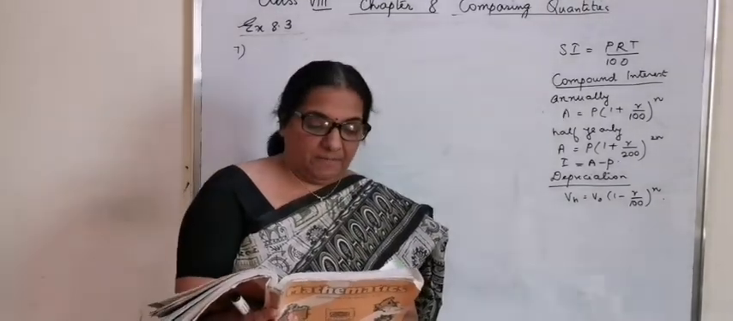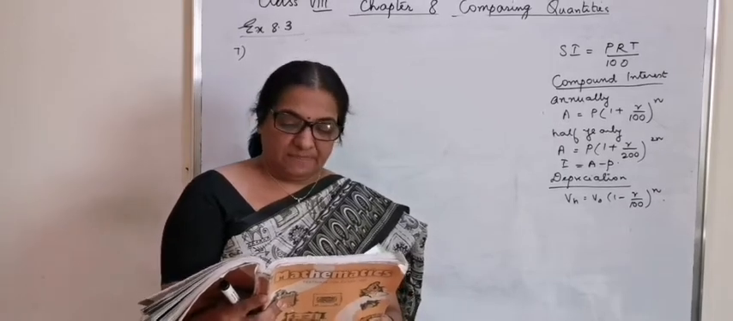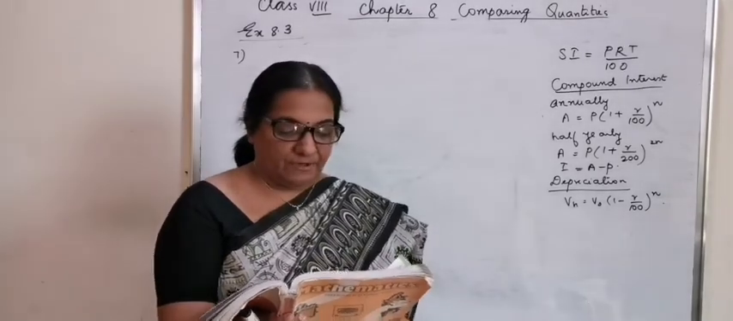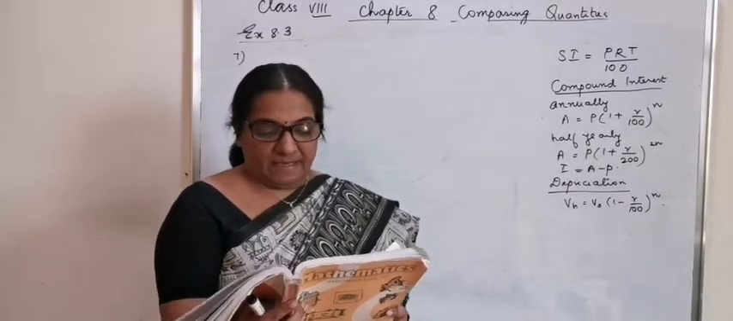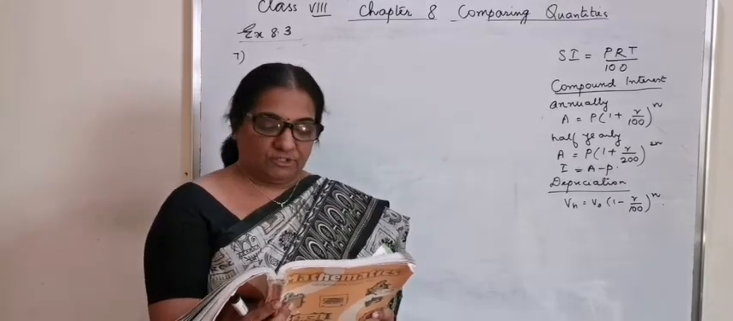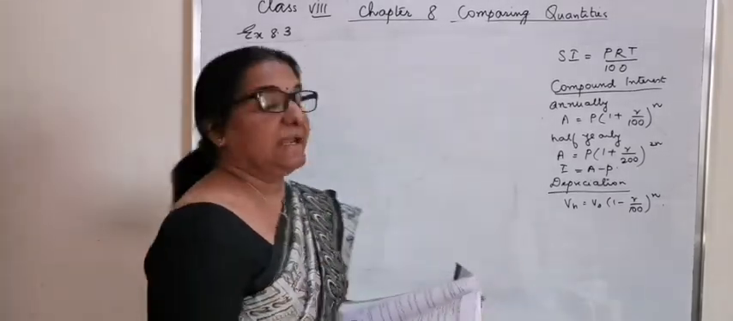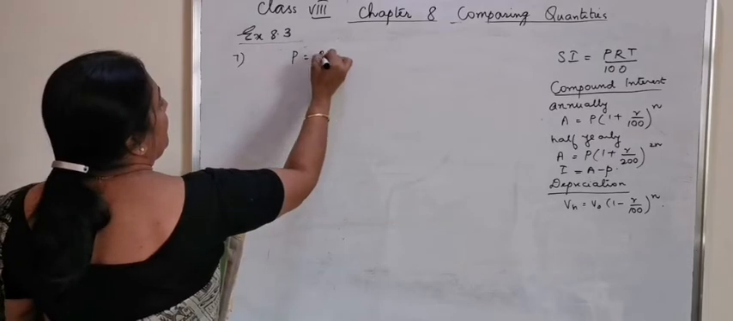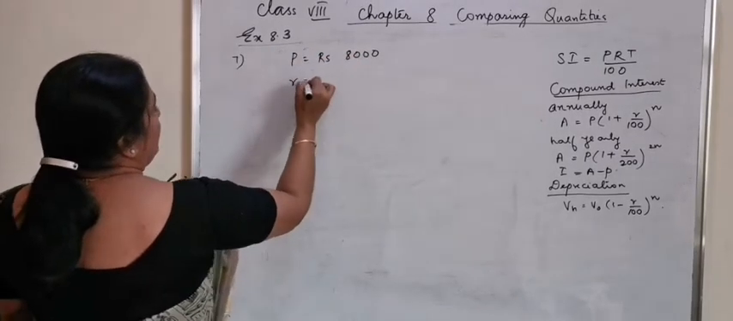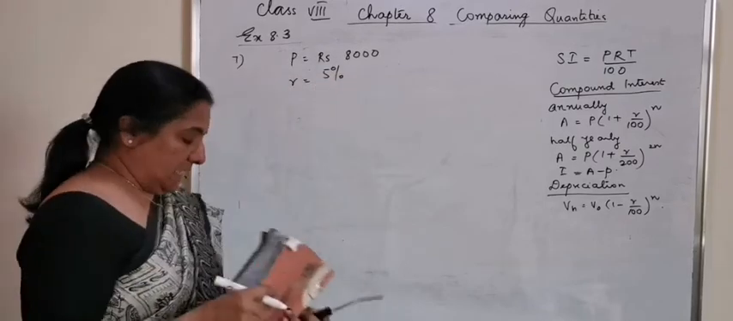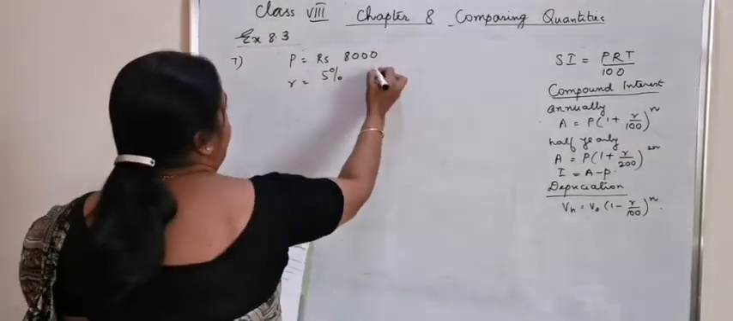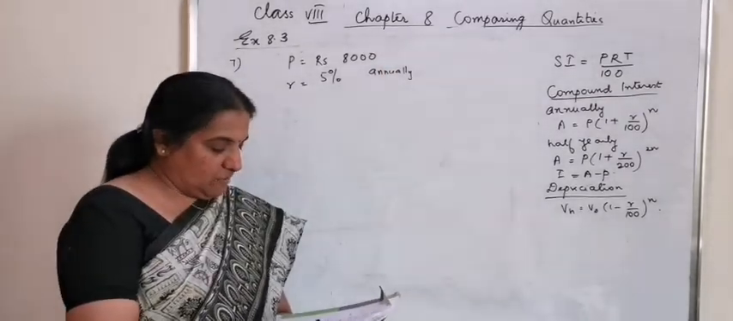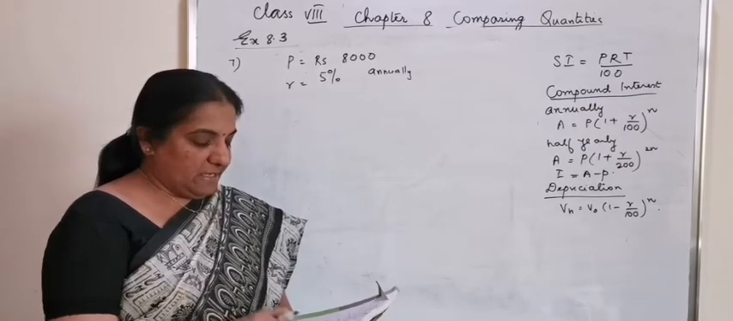Question number 7. Maria invested rupees 8,000 in a business. She would be paid interest at 5% per annum compounded annually. Find the amount credited her name at the end of second year and the interest for the third year. Maria invested rupees 8,000 in a business. That means the principal is rupees 8,000. The rate is 5% and it is compounded annually. You have to find the amount credited against her name at the end of second year.